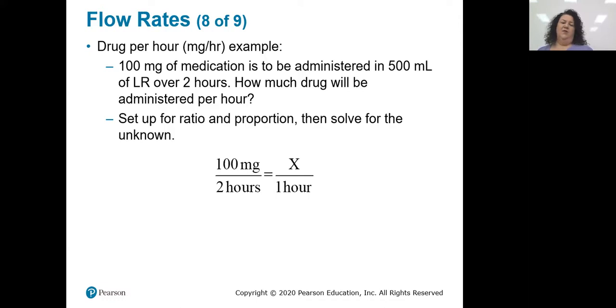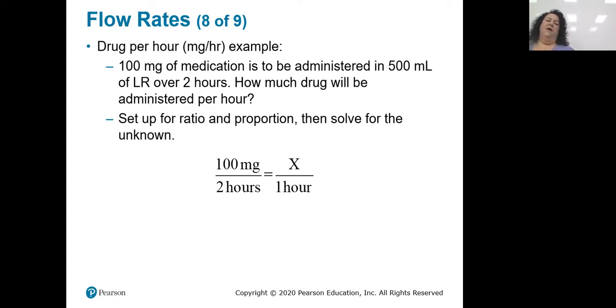They started on the left-hand side of the equal sign with what we know or what was given to us in our equation. This time we're looking at the strength of medication administered per hour, so we don't need the 500 mL. That is why they have 100 milligrams over 2 hours. It's being administered over 2 hours, and that is set equal to X, because we're trying to find out how many milligrams are being administered per 1 hour.